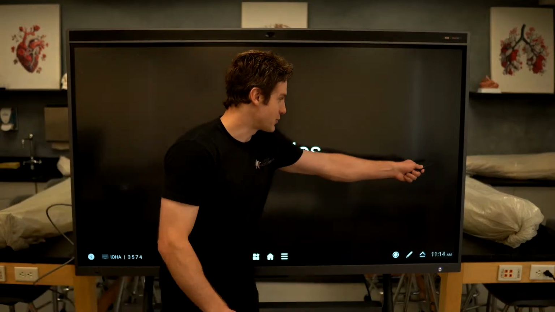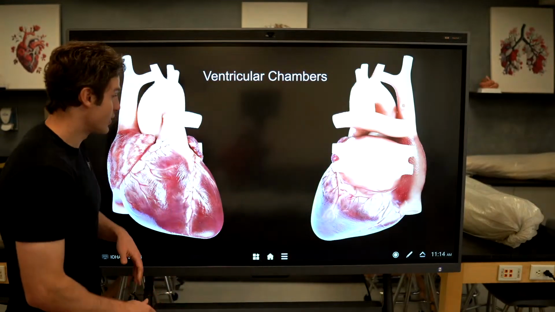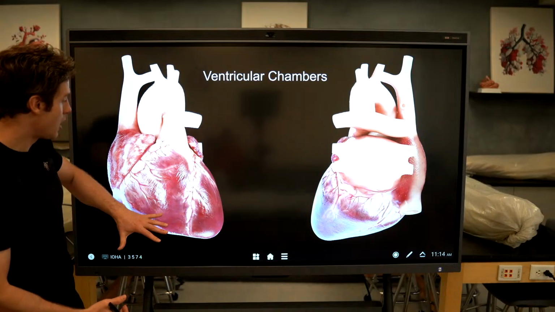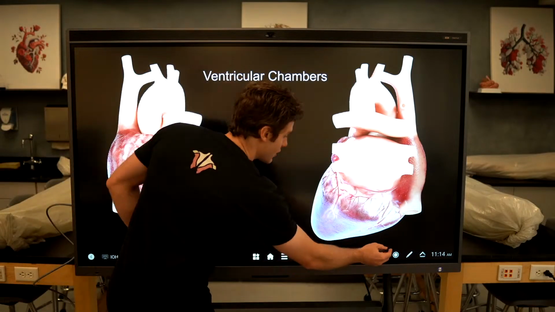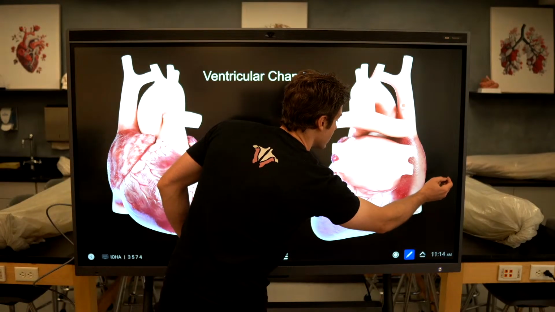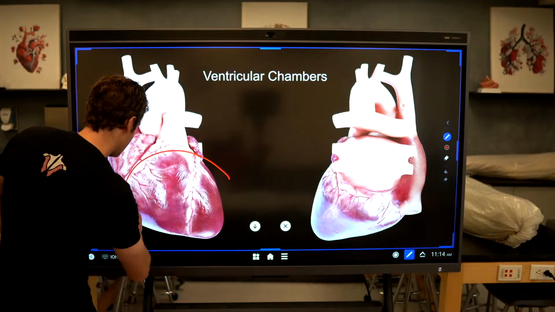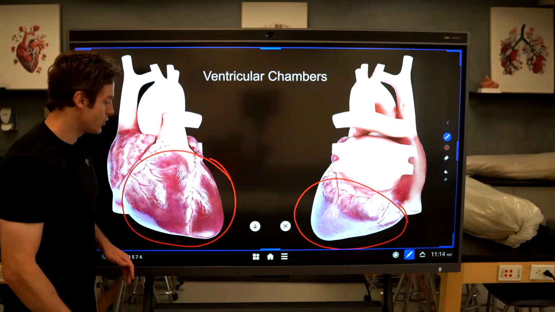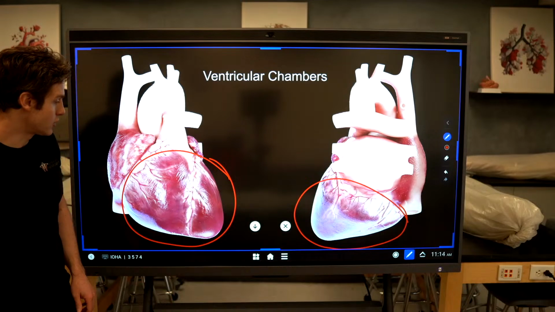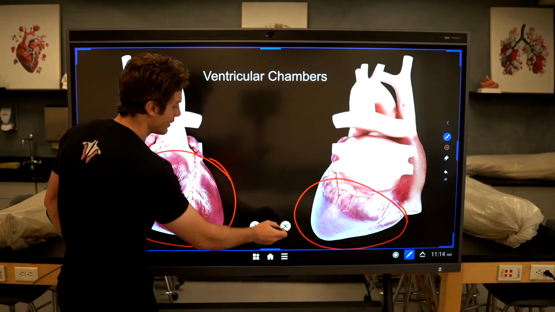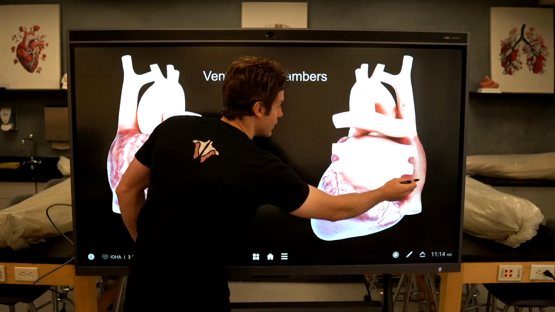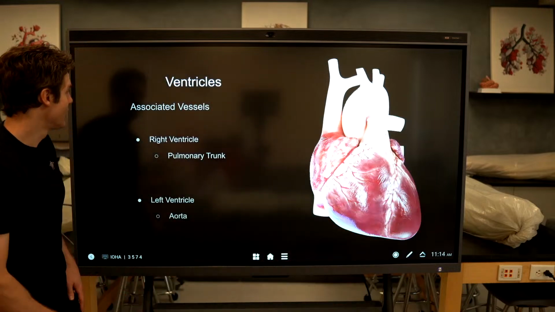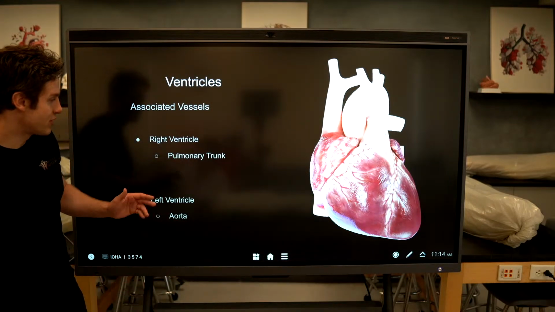Yes, we're doing the ventricles. Cool. So again, you've seen this view here. The ventricular chambers are essentially these chambers here and these chambers here. And we're going to show you an internal view here just to give you the difference between the right and the left ventricle. Okay, so let's start with that right ventricle.